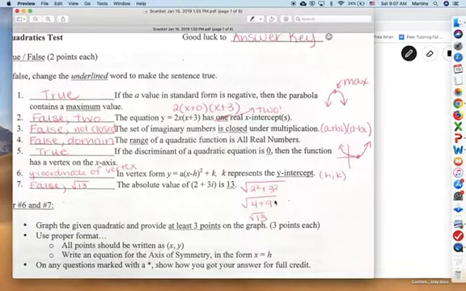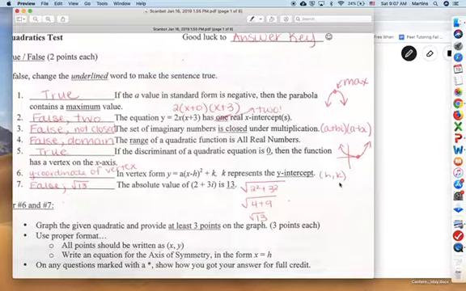Number 6, in vertex form, y equals a times x minus h squared plus k. K represents the y-intercept. Well, in vertex form, h and k actually represent the vertex. So you want to be careful here. K does not represent the y-intercept. It depends on where that vertex is located. K is always going to represent the y-coordinate of the vertex. I think if you do confuse that, remember that plus c in standard form is the y-intercept. So plus c and plus k are 2 different representations, so try to categorize those differently in your mind.